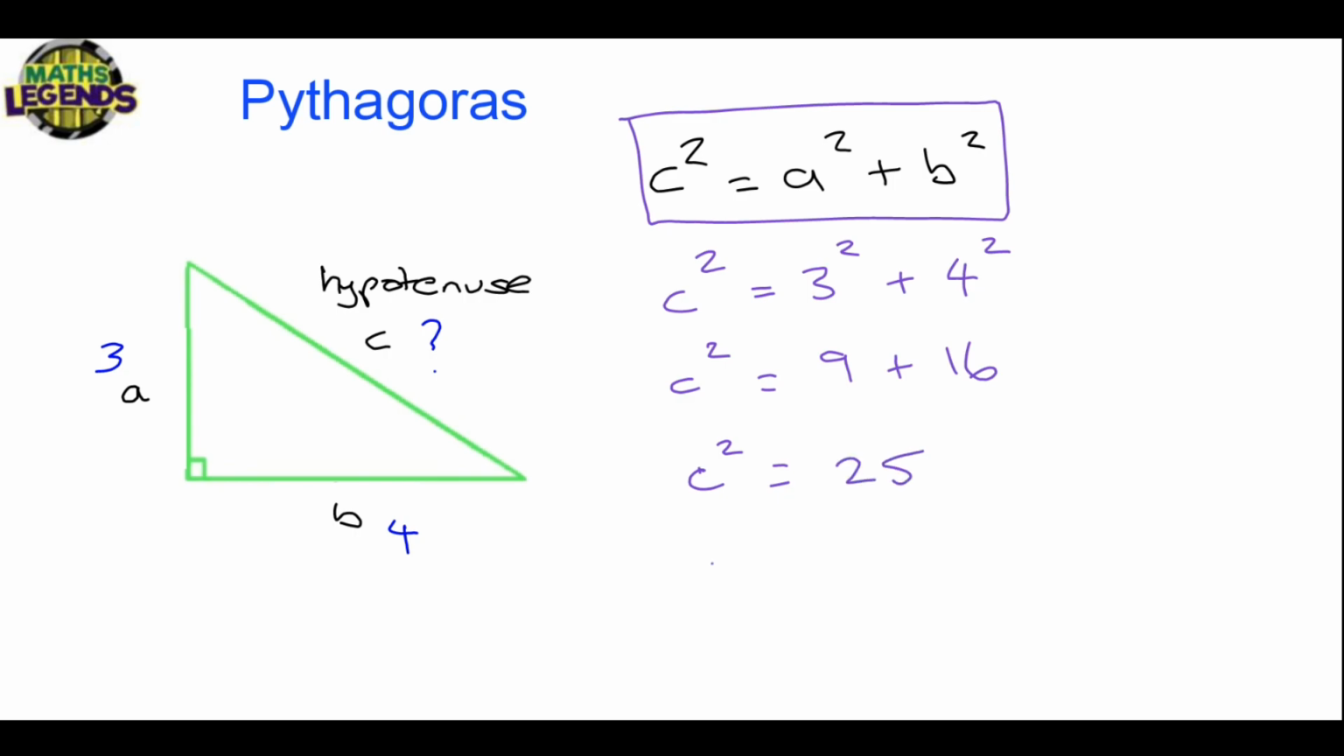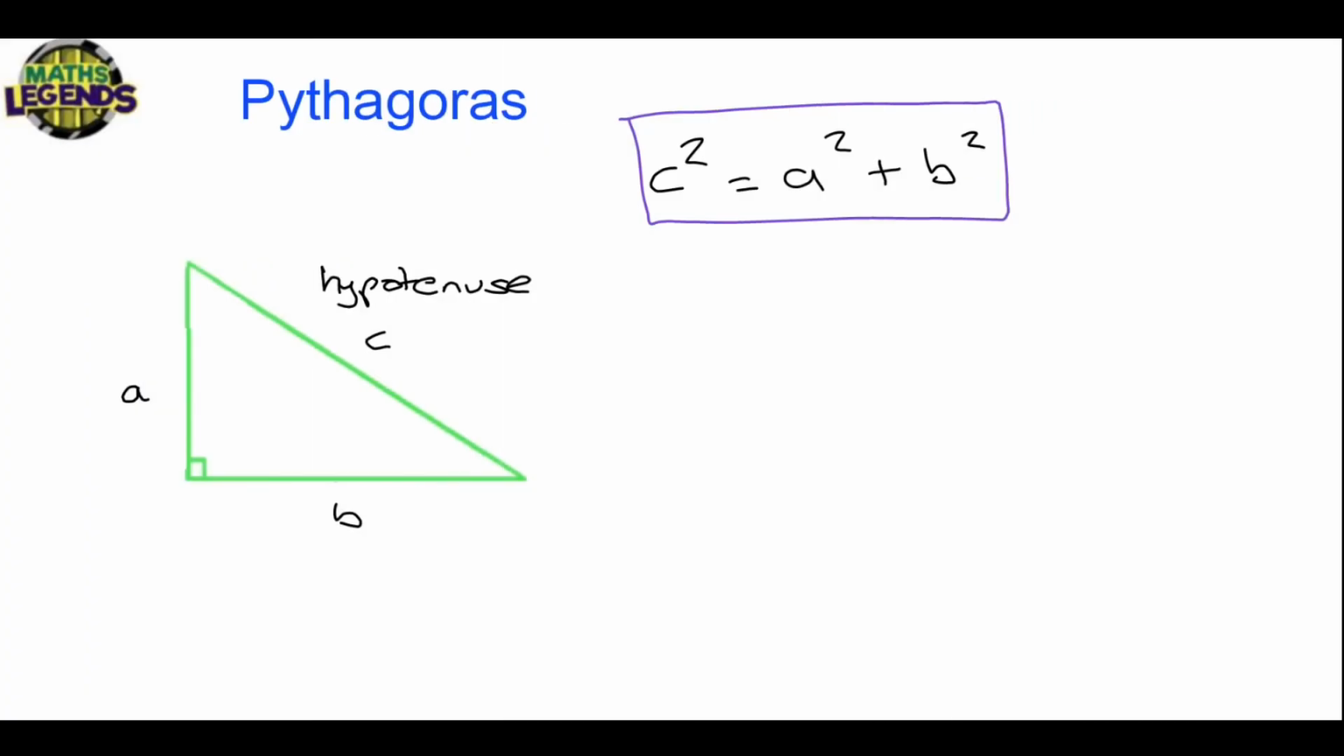Now to get rid of the squared, we need to square root both sides. So we're left with square root 25, which is equal to plus or minus 5. However, as we're dealing with a length here, we know that it can't be negative, so the answer must be 5. Now let's look at another example.